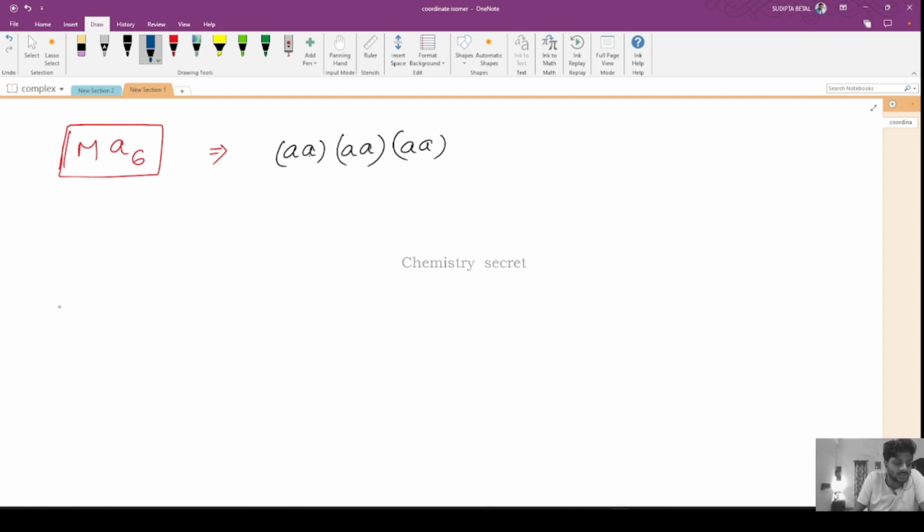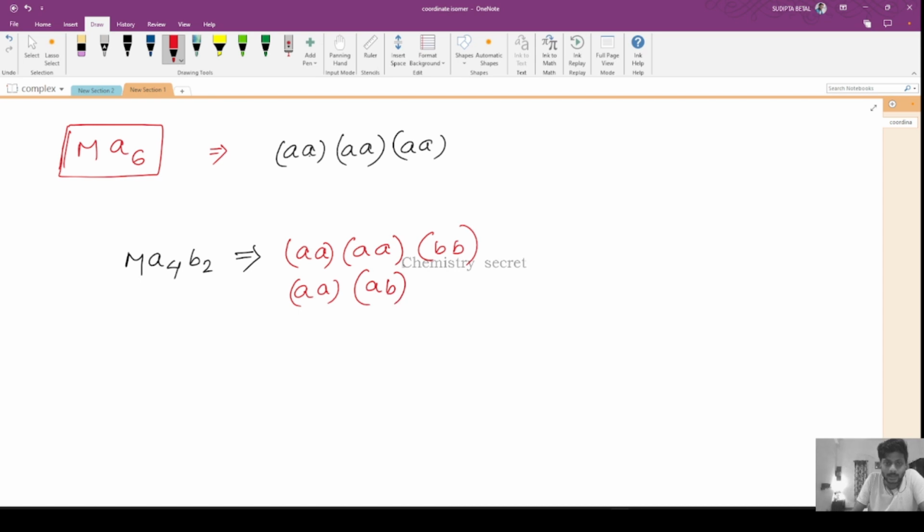Now if we consider MA4B2, then what are the possible arrangements? So AA, 4A is there. So AA BB, and if we exchange the ligand, what should be the change? AA is fixed and AB, this is another isomer. And what we write by exchanging would be the same as these two isomers. Okay, so there are two possible geometrical isomers, but there are no optical isomers.